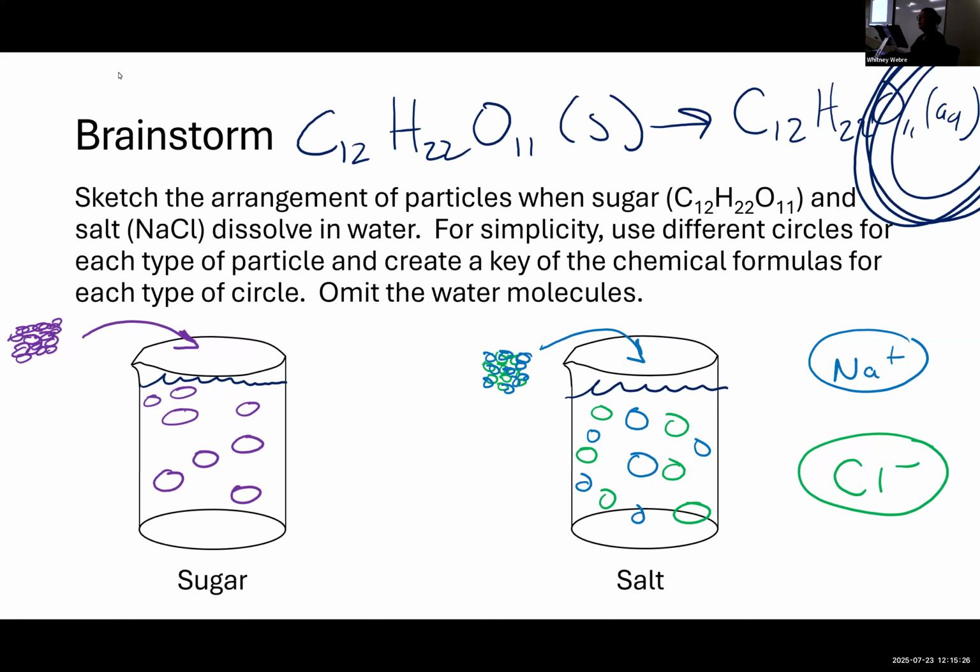When it's aqueous, is it only when it's dissolved in water? Yes. That's the only way it can be aqueous? Yeah. If it was dissolved in something like hexane, we wouldn't do aqueous. Any other questions on that?